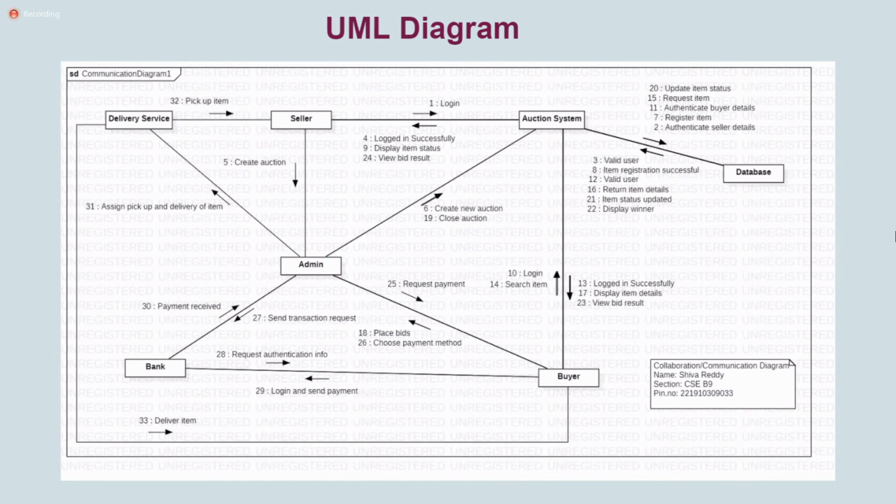According to the winner of the auction, the admin requests the payment from the buyer, and the buyer chooses the suitable payment method. The payment details are verified by the bank, and when the payment is received by the admin, it then assigns the item to the delivery system. Then it picks up the item from the seller and gives it to the buyer.